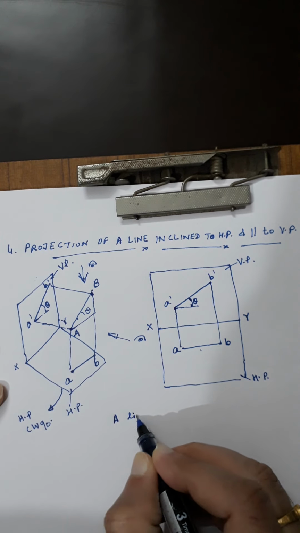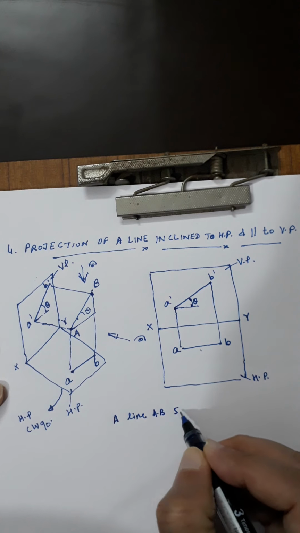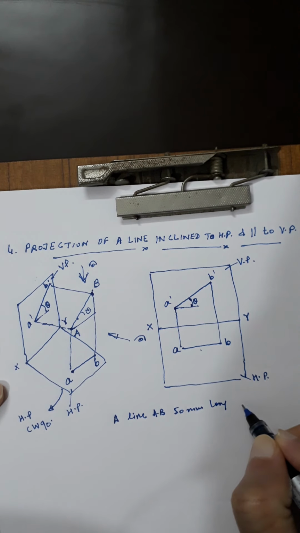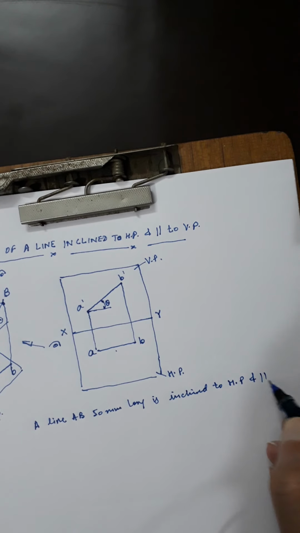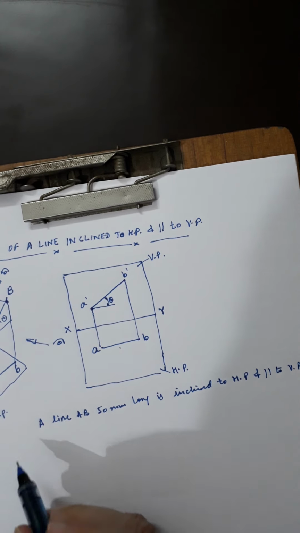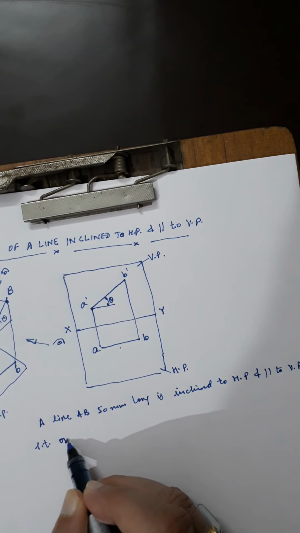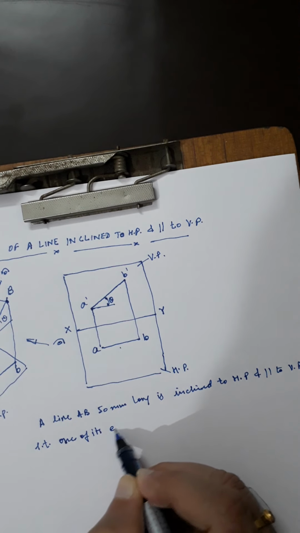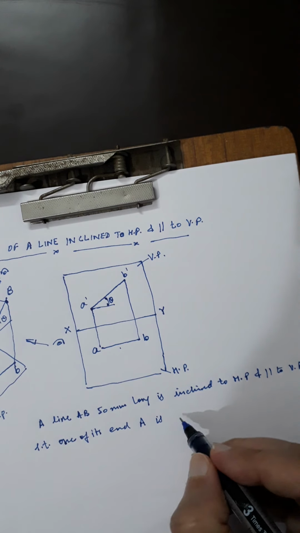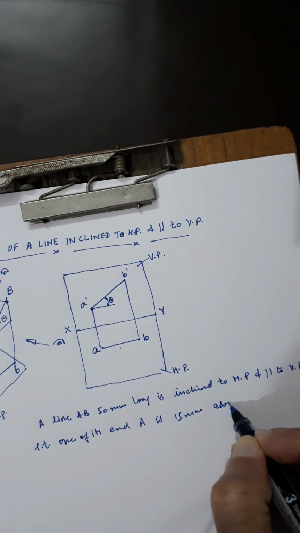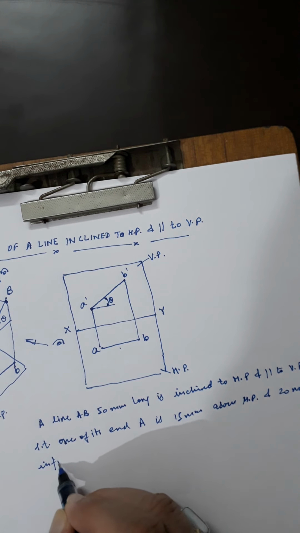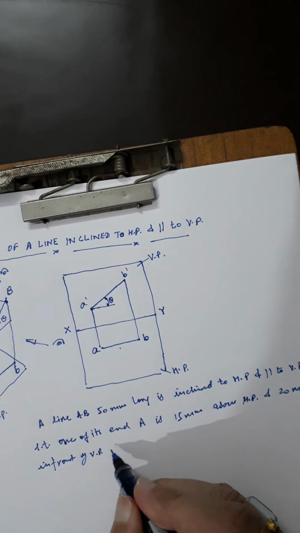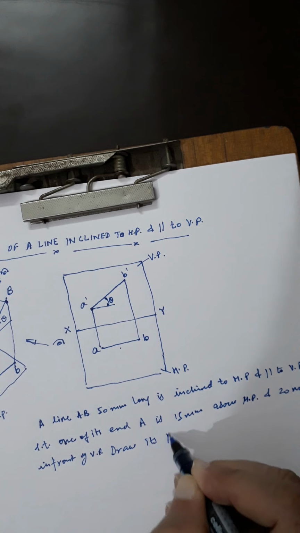So a line, say AB, 50 mm long, is inclined to the horizontal plane and parallel to the vertical plane, such that one of its ends, A, is 15 mm above HP and 20 mm in front of VP. Draw its projections.